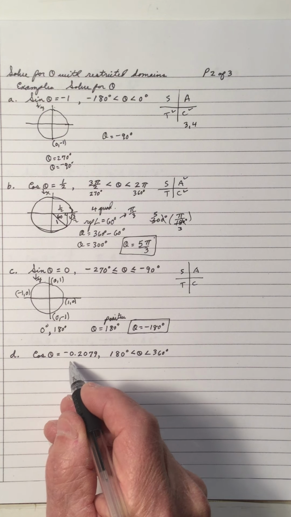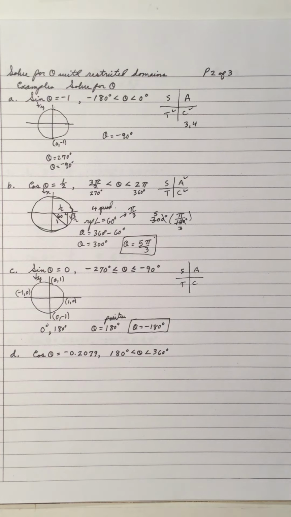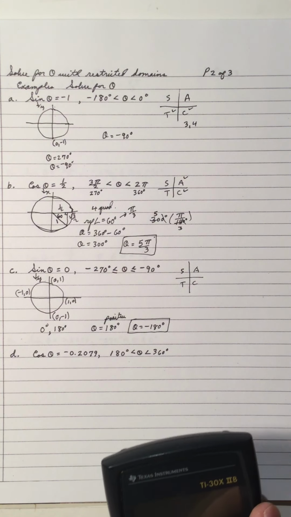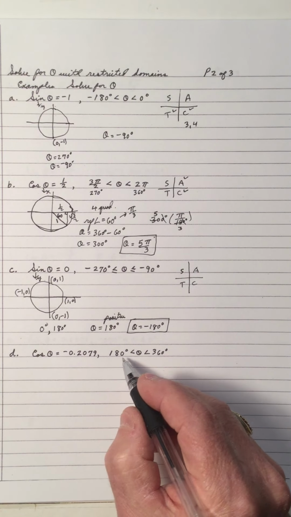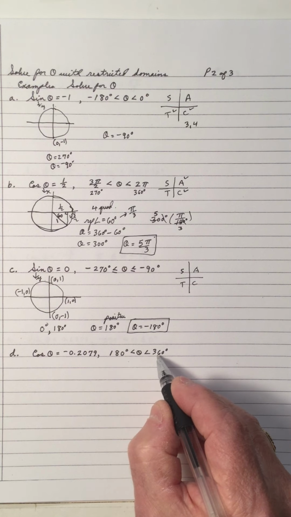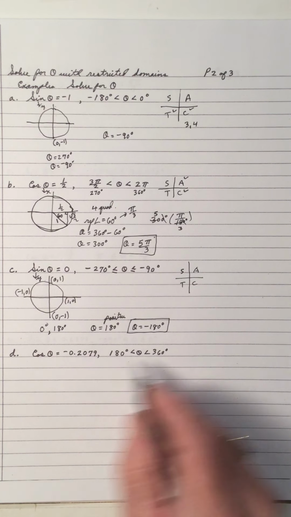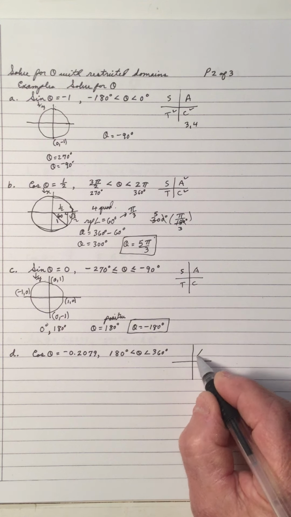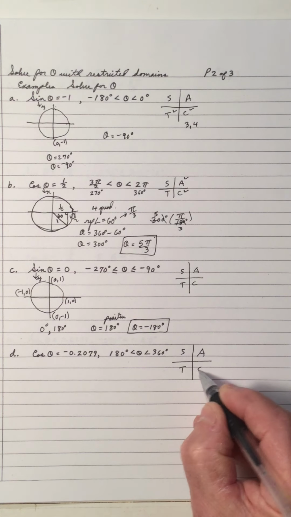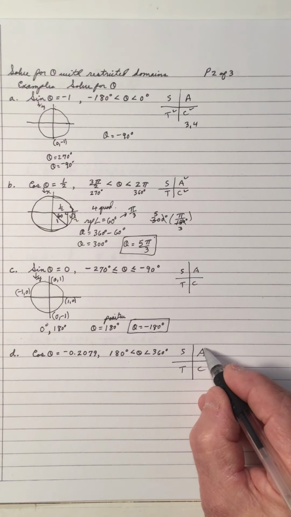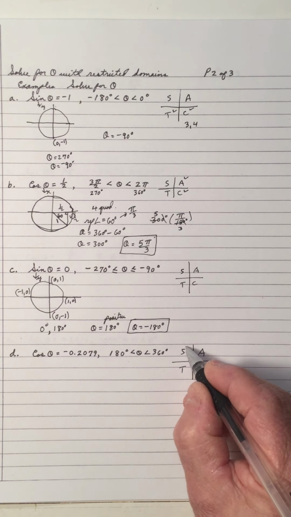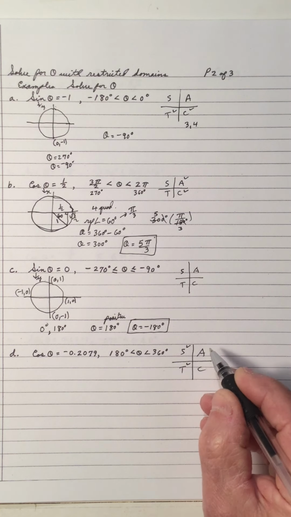D, cos. Now we need a calculator. Cos theta is negative 0.2079. Because it's not a half, root 3 over 2, root 2 over 2, 1 or 0, we have to use our calculator. And the angle has to be between 180 and 360. Cos is positive in 1 and 4, so it's negative in 2 and 3.